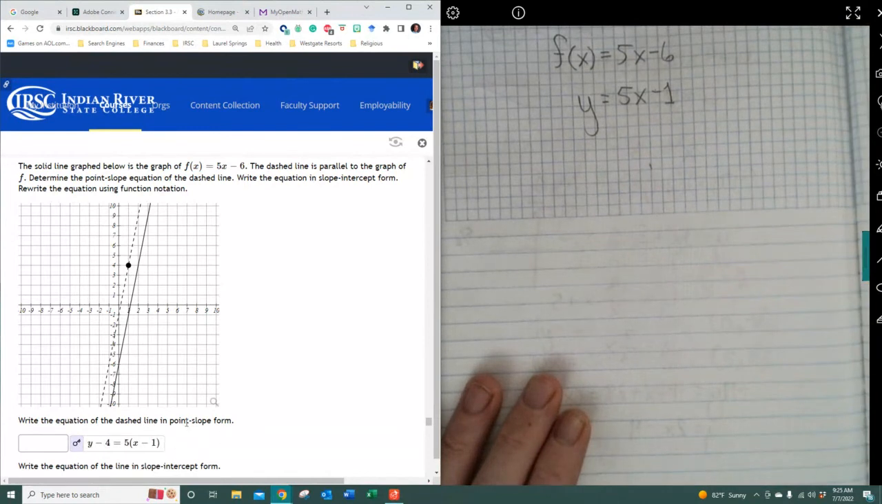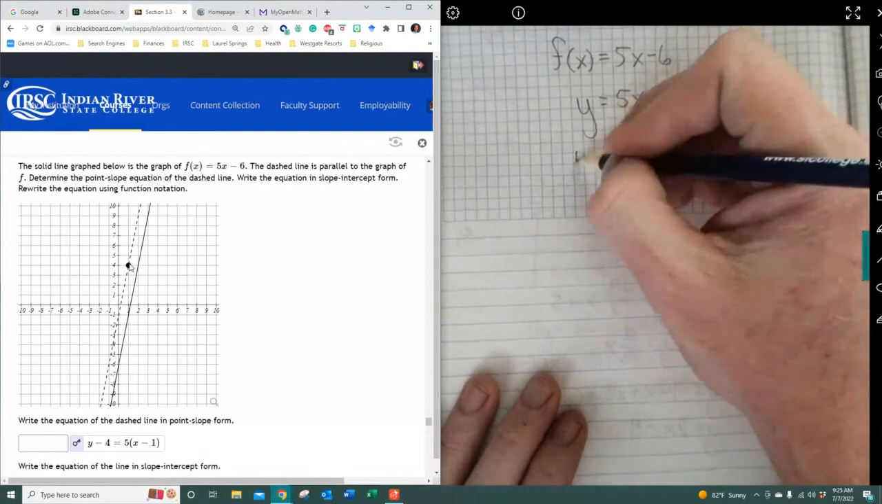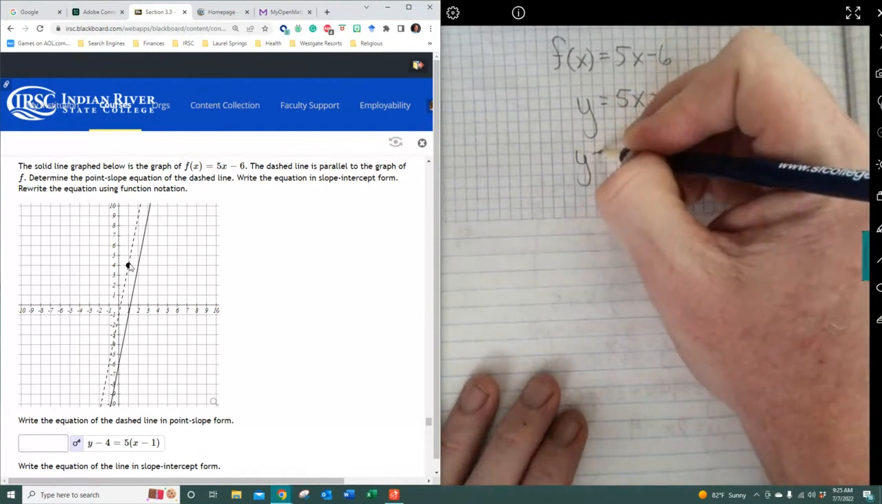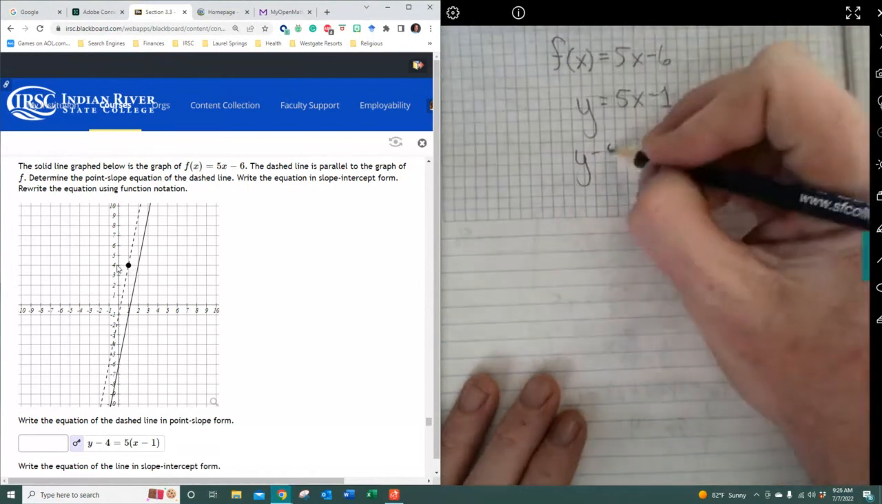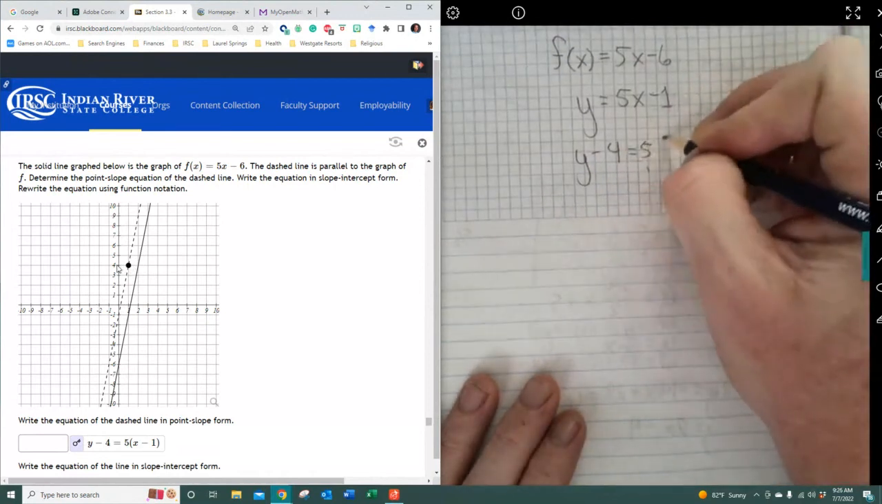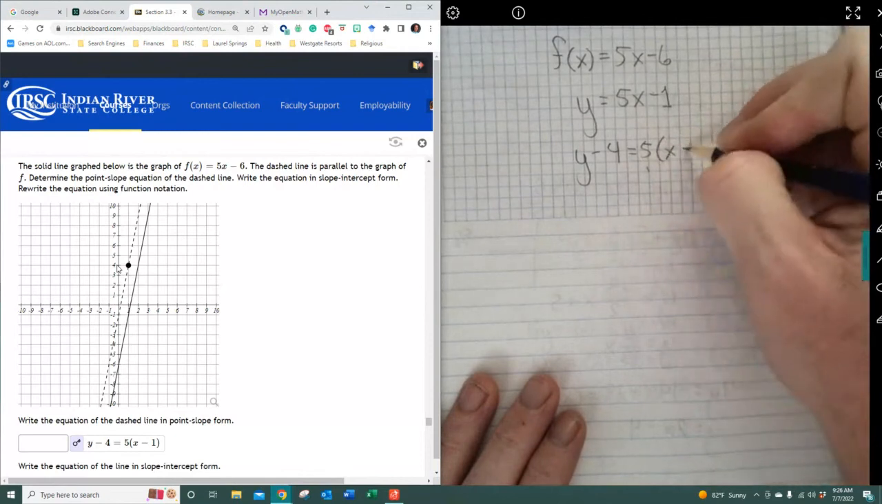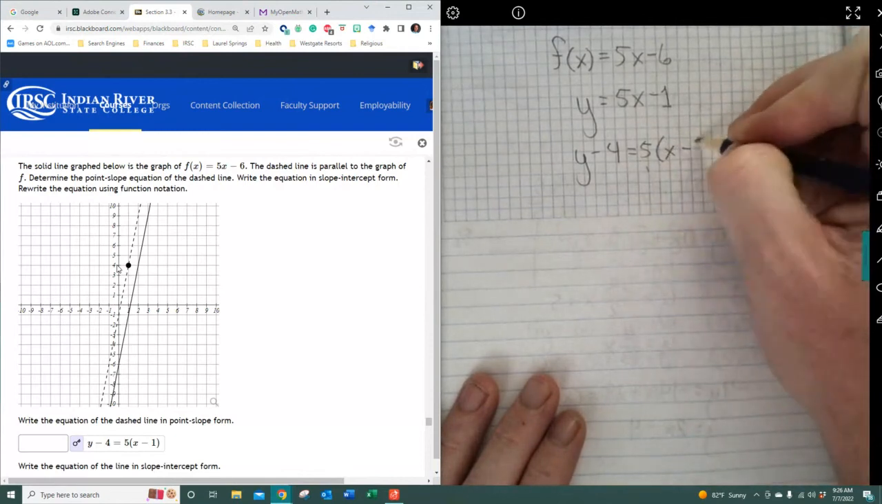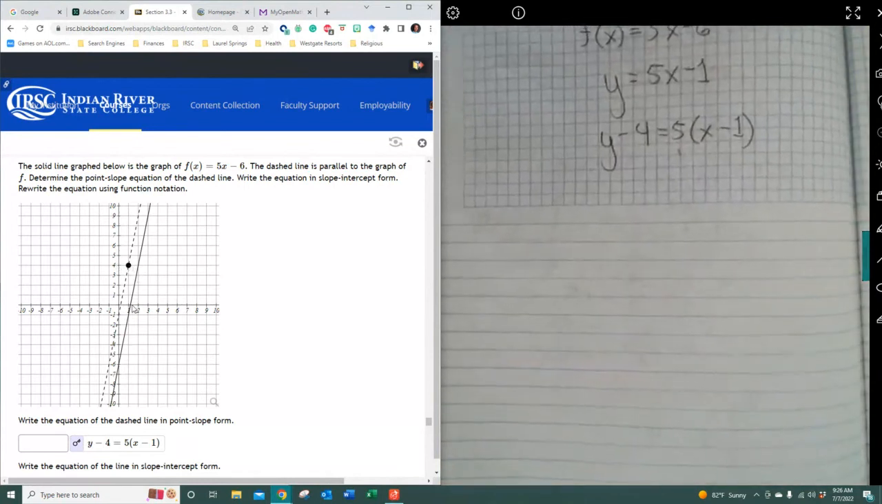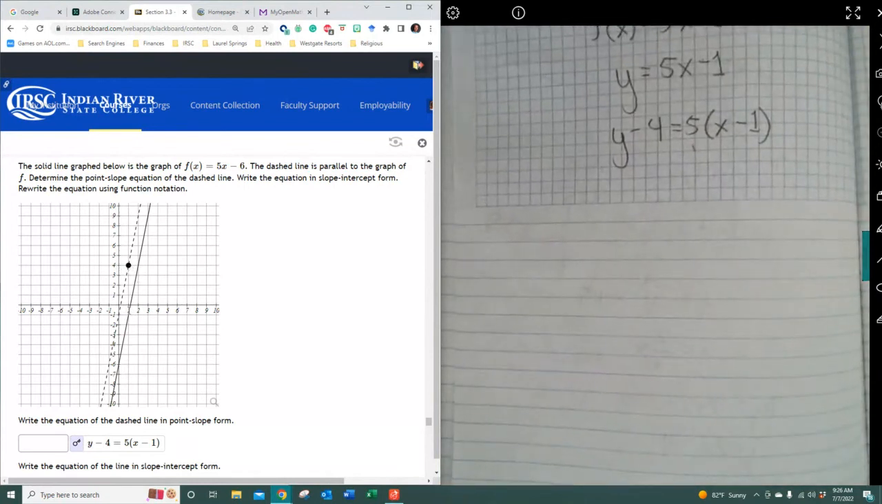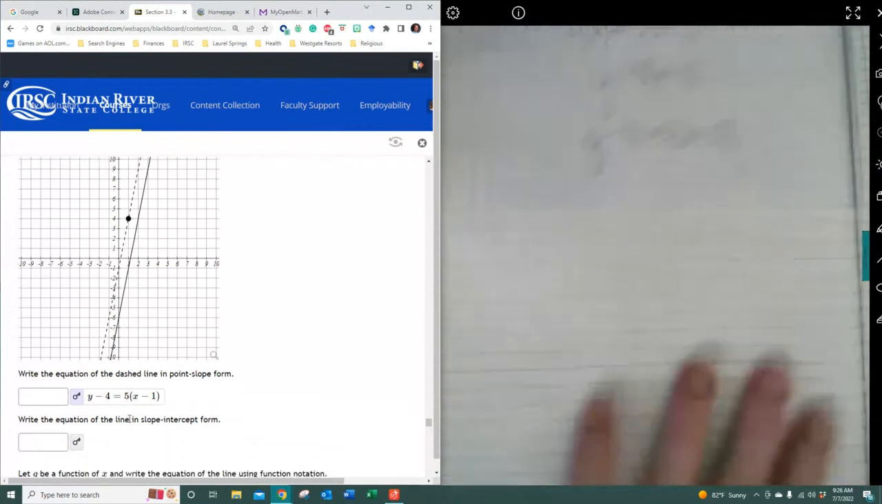Now they gave it to us and they want us to put it in point-slope form, okay? Because they went ahead and drew out this point. So again, y, take the opposite of the 4 and you get -4, taking the same slope, and then we're going to go ahead and put the opposite of 1. So they're just identifying that coordinate point, which was pretty easy to identify. That's how that problem came to be.